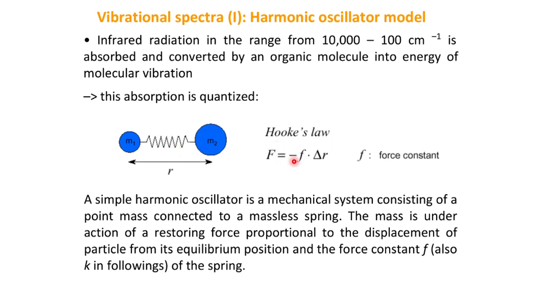the force is F = minus f into delta R. f is the force constant, and this is the attraction force, and delta R is the distance between the two atoms. So this is the model to explain the bond of any two atoms.